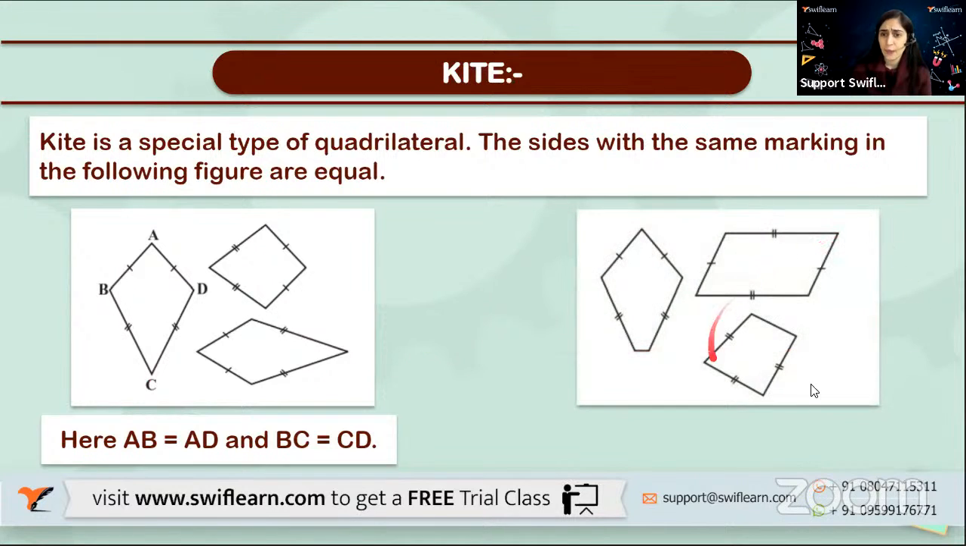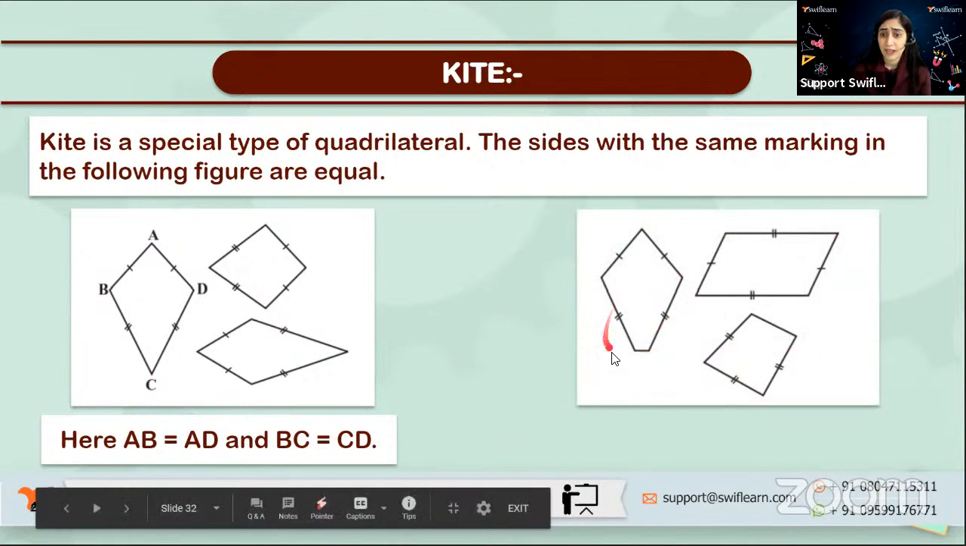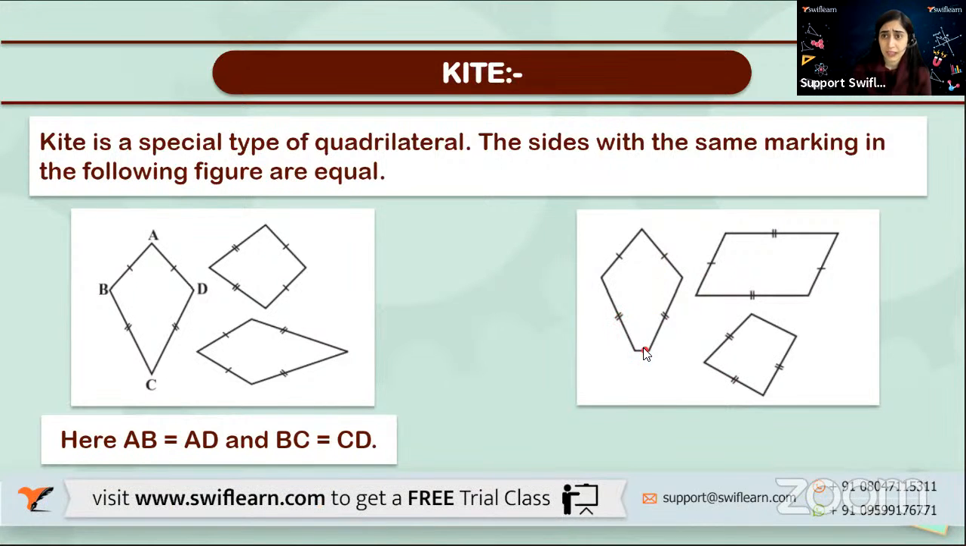How about this one? Can you say these are kites? See, 1, 2, 3, 4, 5 sides. Is it a quadrilateral? No, a quadrilateral has 4 sides. So this picture does not belong to this category. Moving on to this one. These opposite sides are equal. There are 4 sides, but the opposite sides are equal. We don't need that. This is not the answer.